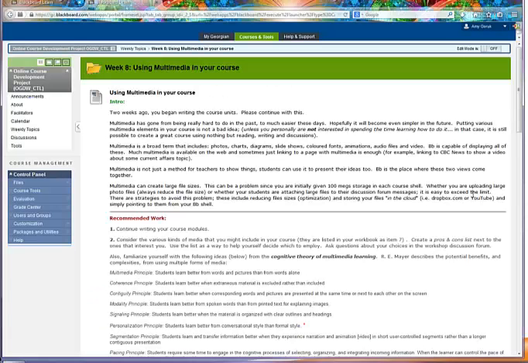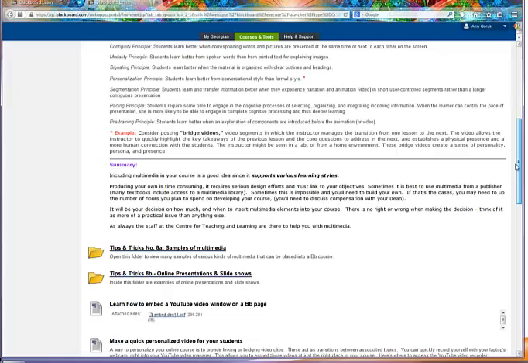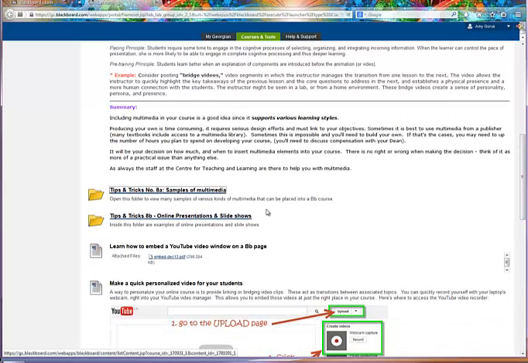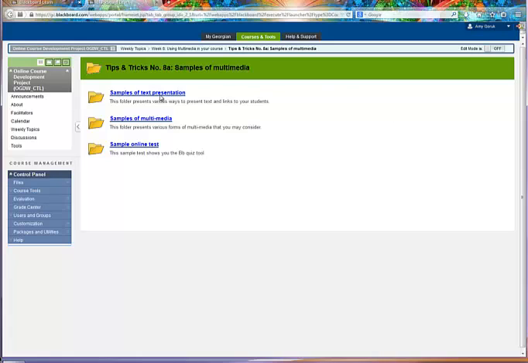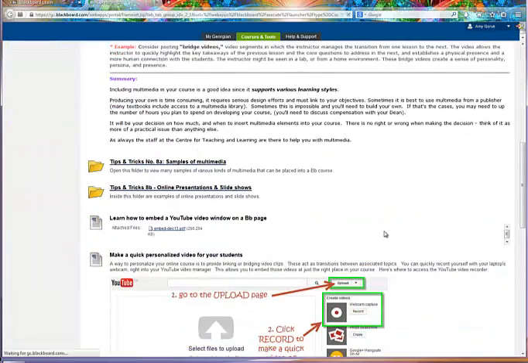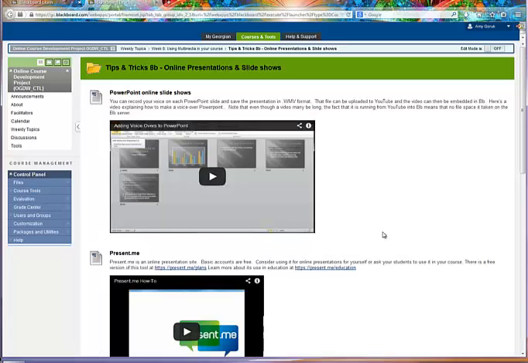All right, here we are in our shared development shell. And as per usual, we have a lot of work for you. This week is a little bit more heavy, so I would recommend setting aside some time to take a look at it. You have some activities you need to do, and then we have lots and lots of materials this week, because people are interested in multimedia. So we've got some samples of multimedia here, and we also have some samples of online presentation and slideshow. And again, this is where most people are interested.